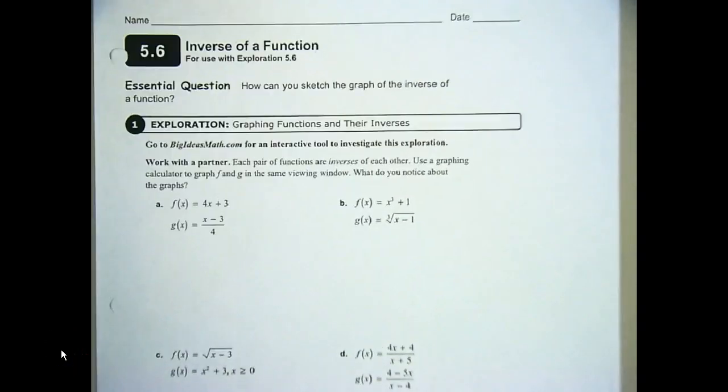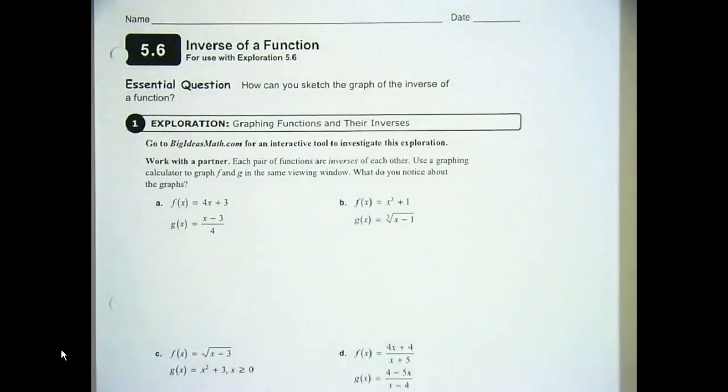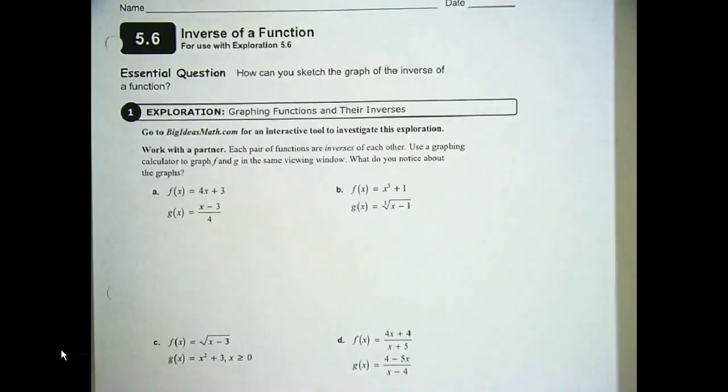Hey, today we're going to be dealing with inverses of a function, and how to sketch the inverse of the function. That's our essential question here. What you're going to do is, with your groups on page 148 of your student journal, complete those problems. Now you need a graphing calculator to do that. Okay, off you go.